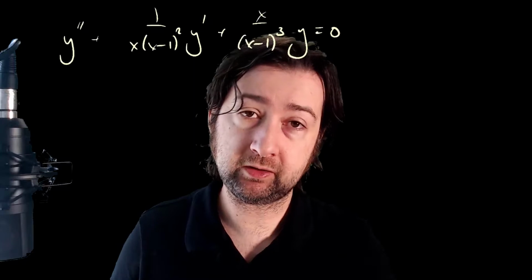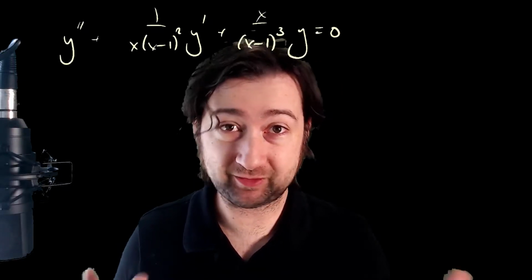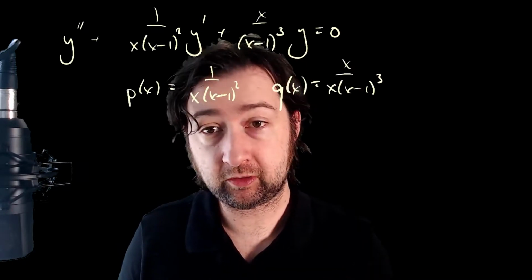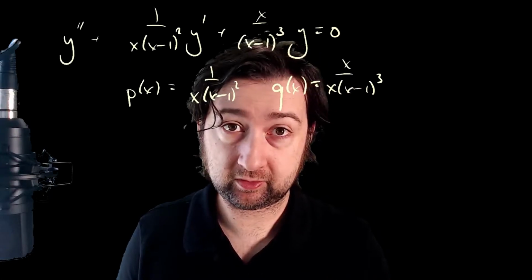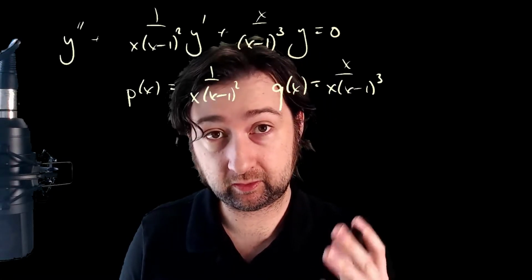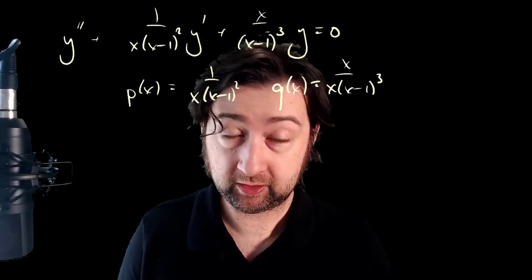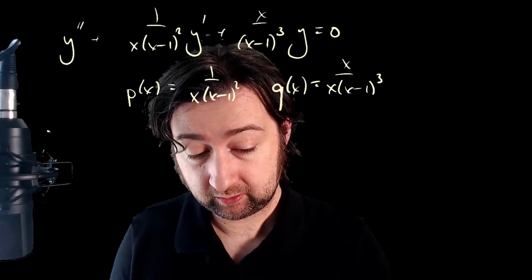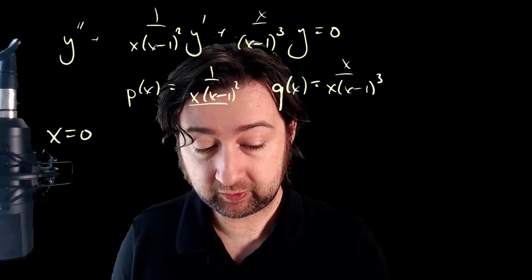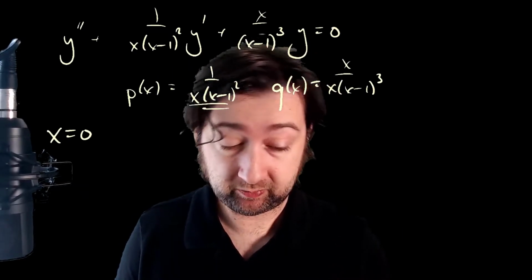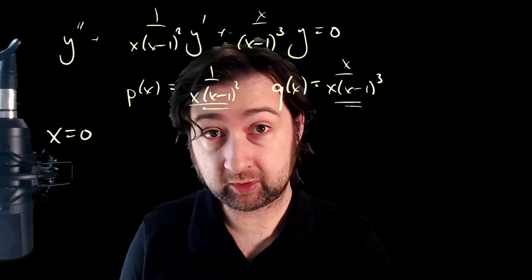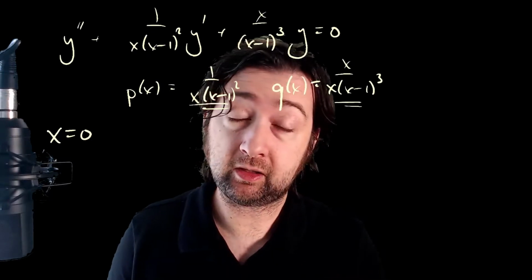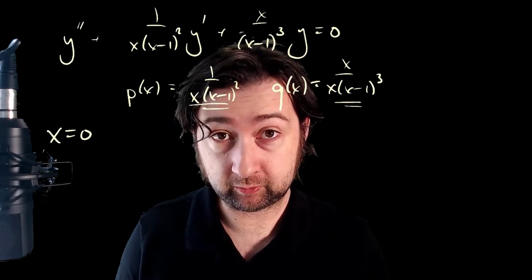When you're identifying singularities, it's important to first be able to identify where they are. So the functions p and q here are given by these rational functions. They obviously have singularities at x equals 0 and x equals 1. So let's see if we can classify what those singularities are. x equals 0 definitely puts a 0 in the denominator of p, and it definitely puts a 0 in the denominator of q. But is it a regular singularity or an irregular one?